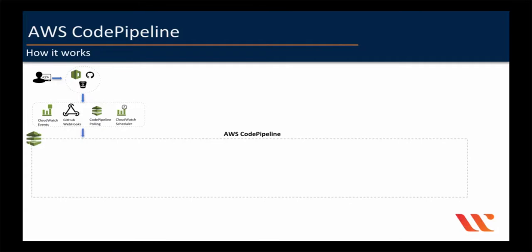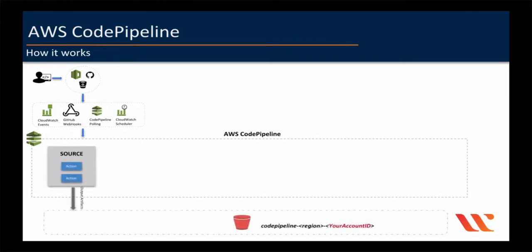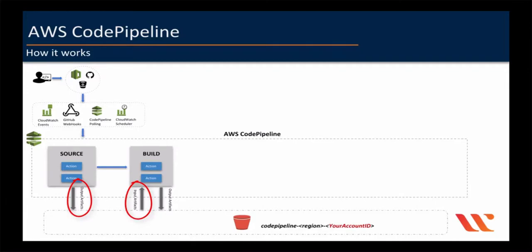a sequence of stages. Let's say we have a source stage wherein we have to provide one or more actions. These actions will generate output artifacts, probably a zip file of the source code, and upload it to the S3 bucket. And once a stage is completed, it then starts the next stage using the output artifacts from the previous stage as input artifacts to the current stage.